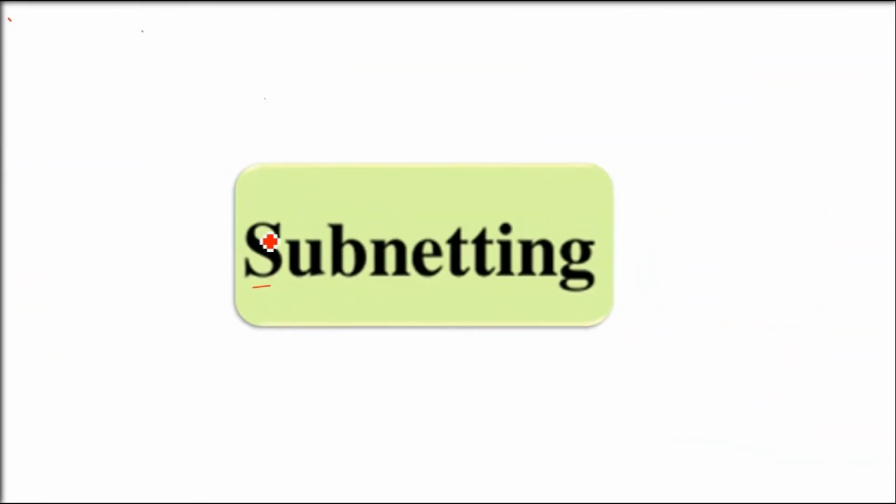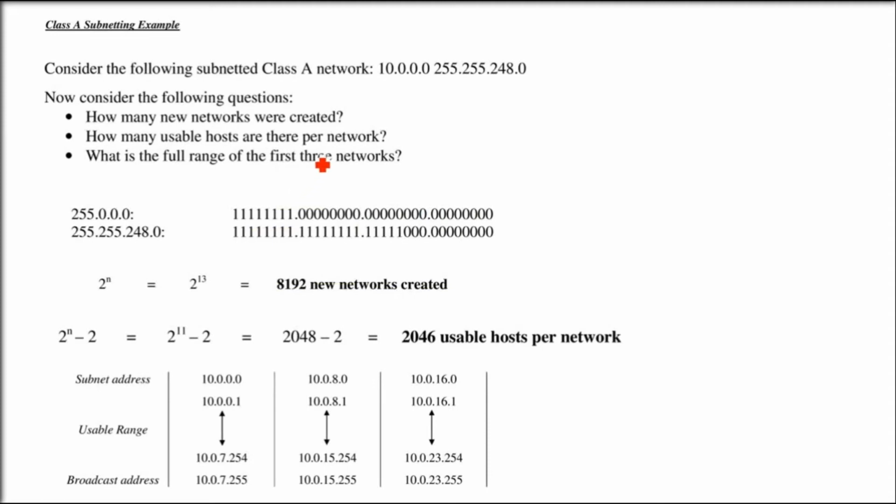Subnetting. We are taking an example of class A. In this, we have class A. First, let us try to understand class A. In class A, there are four octets in an IPv4 address, and always the first octet is for the network. The other three octets, an octet being 8 bits, are for the host.